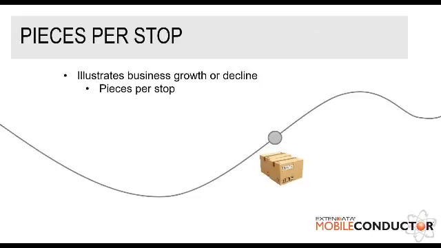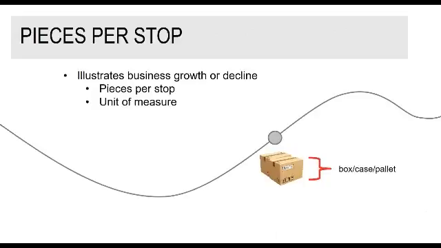Obviously the more pieces being delivered, the greater the growth. If there's less or it's stagnant, it's good to understand that there's not growth, so why isn't there growth? Some of the factors that come into play here: we want to initially understand what the unit of measure is. If we are delivering single units, eaches versus cases versus pallets, those are going to make your numbers look different. So again, it's just a baseline value to understand when looking at pieces per stop.